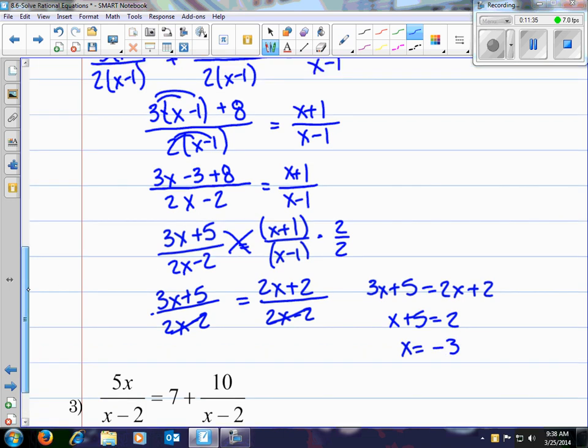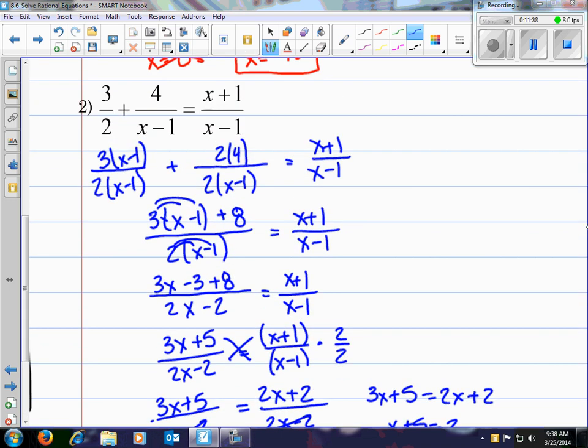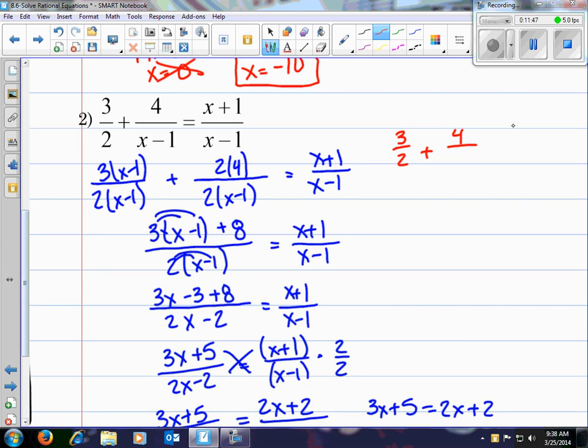And then I take my negative 3 and I just plug it in up here. So I have 3 halves plus 4 over, what was it, negative 3 minus 1, so negative 4 equals negative 3 plus 1 over negative 3 minus 1. So I have 3 halves plus negative 1 is equal to negative 2 over negative 4. And this goes to 1/2 because 3 halves minus 1 is 1/2 equals negative over negative is positive, so this is also 1/2, which means that it worked.